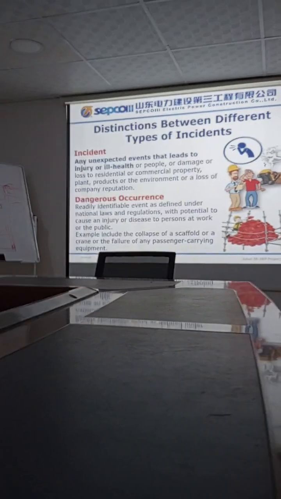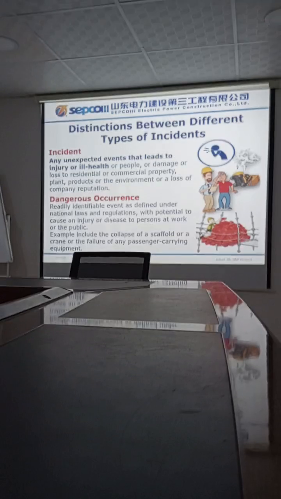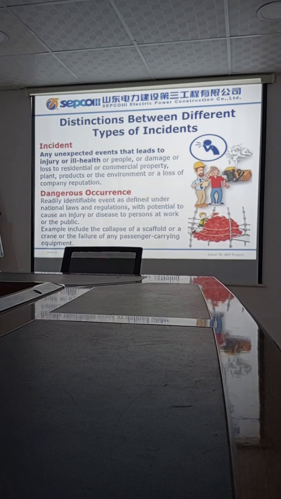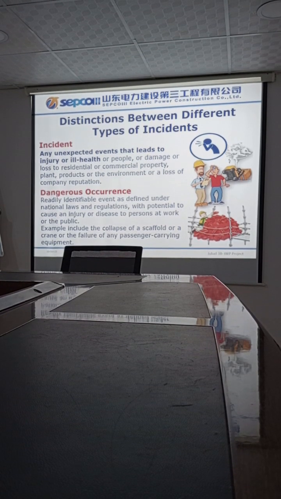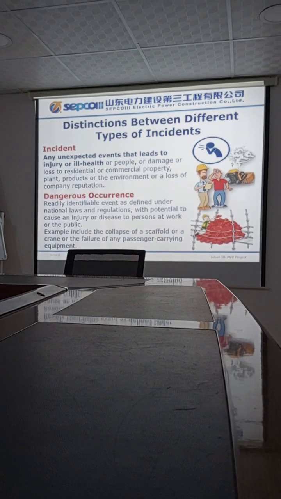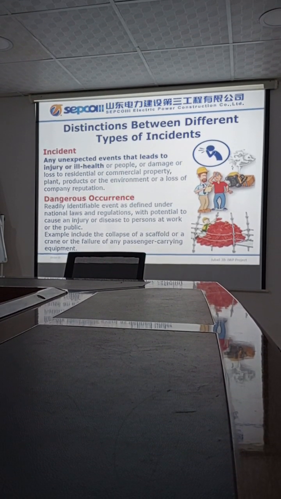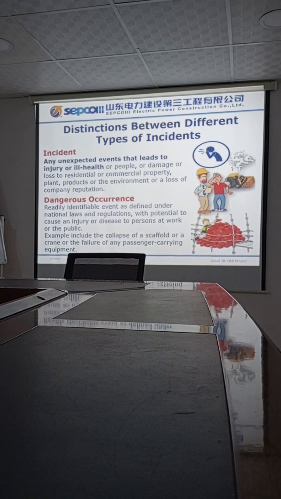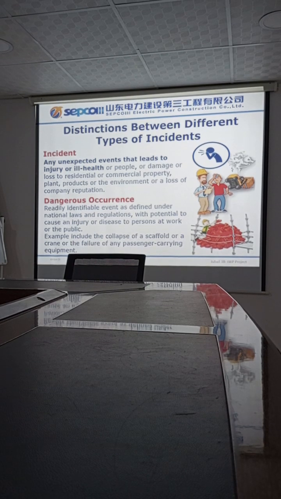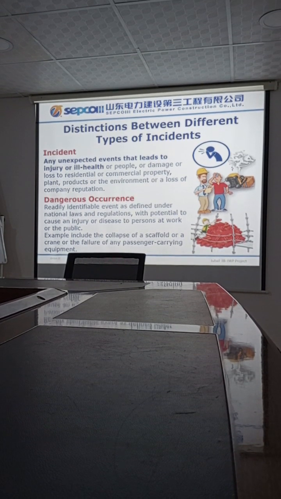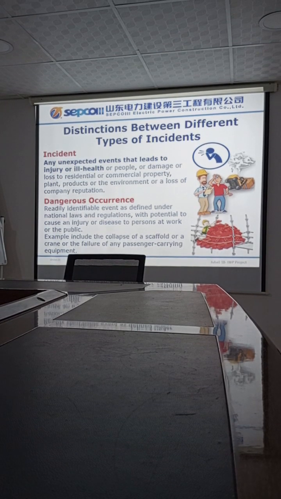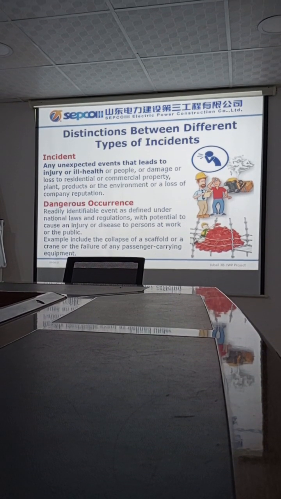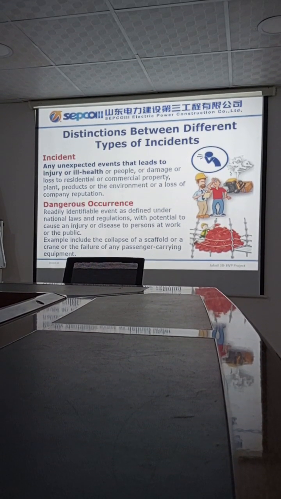Now here, incident: any unexpected event that leads to injury or ill health of people, or damage or loss to residential or commercial property, plant, production, products and environment, or loss of company reputation. Dangerous occurrence: this is a readily identifiable event, defined under national law or regulation, with the potential to cause injury. Examples include the collapse of scaffolding or a crane, or the failure of any passenger-carrying equipment. You remember the accident of the plane? So it can be considered a dangerous occurrence.